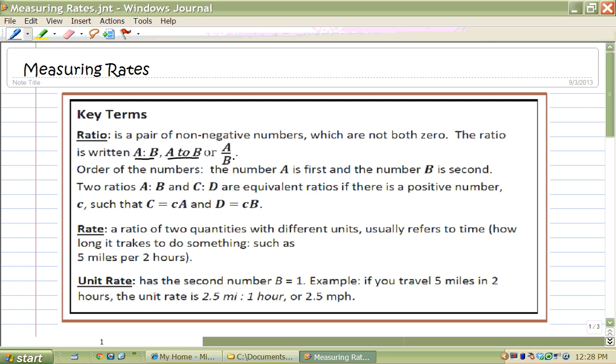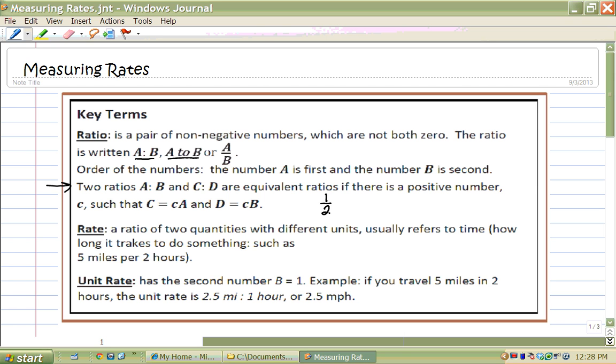Now, two ratios. This part right here is a little confusing. The two ratios A over B and C over D. In other words, two completely different ratios are equivalent or equal to each other if there's a positive number, c, meaning any number, such that C is equal to your A value times that number c, and D is equal to the B number times that number c. I know that's very confusing, but let me give you a quick example.